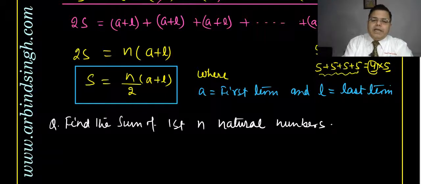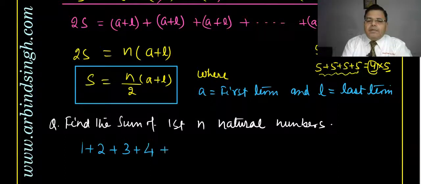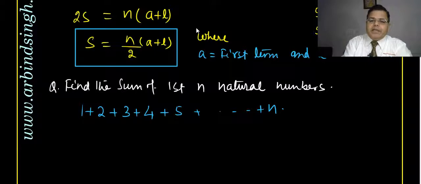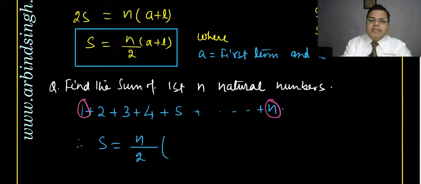So the sum can be written as 1 plus 2 plus 3. Natural numbers start from 1, the 4th term is 4, the 5th term is 5, so the nth term must be n. As per this formula, how many terms are there in the sequence? n terms. Therefore, S is equal to n by 2, the first term is 1 and the last term is n, so 1 plus n. So n into n plus 1, this is the sum of first natural numbers.